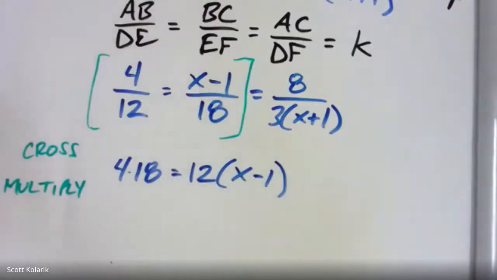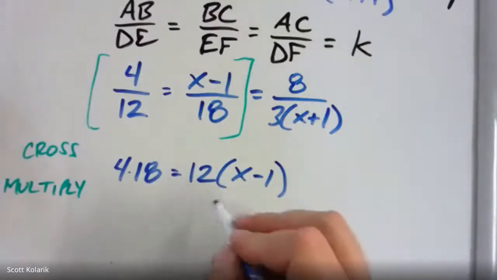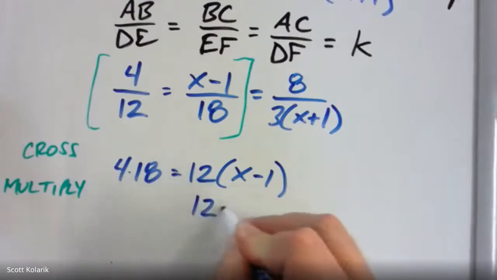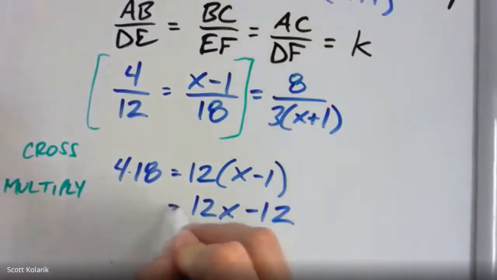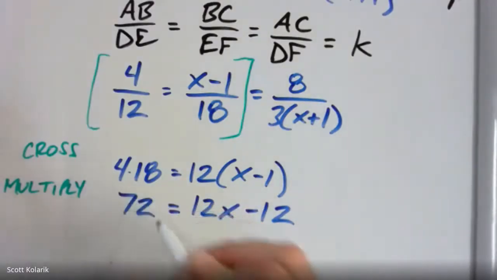So when I do that quick step, 12 times the x minus 1 will give me 12x minus 12. The 12 is multiplied throughout that x minus 1. And then over here on the left, when I do 4 times 18, that's just a real number being 72. At this point, it's a very, very familiar algebraic equation where I'm just going to be using inverse operations to get the variable by itself.